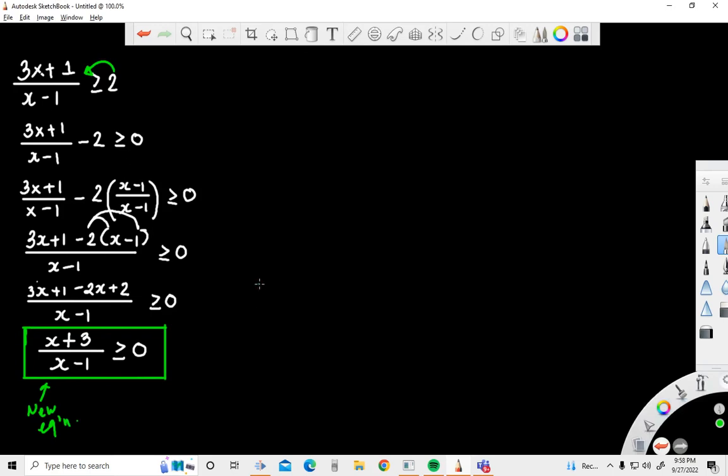So, ang gagawin na natin dyan, we will test the points. So, how can we test the points? First is we set the numerator equal to 0. So, kung numerator equal to 0, meron tayong x + 3 dito. So, that is x + 3 = 0. Then, x is equal to negative 3. And that would be our first point sa x.